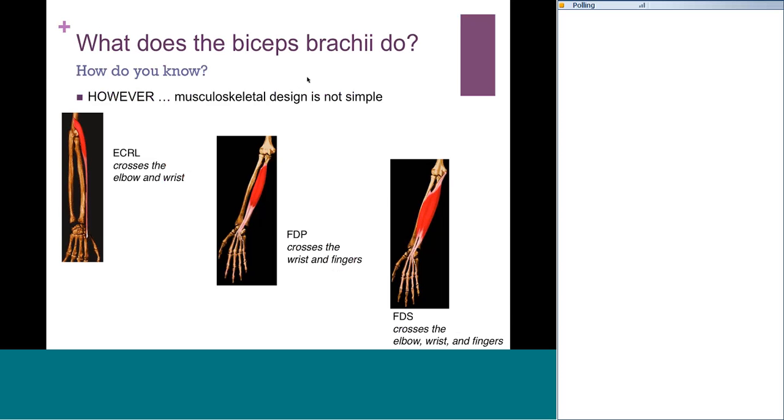As simple and as basic as it seems, the musculoskeletal system and how it produces movement itself isn't that simple. For example, here I'm showing 3 muscles of the distal upper limb.